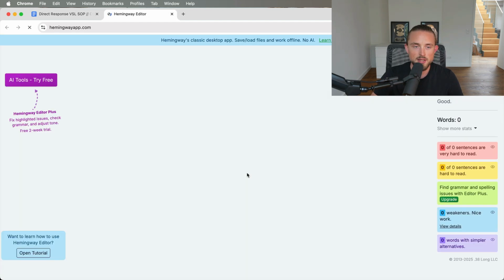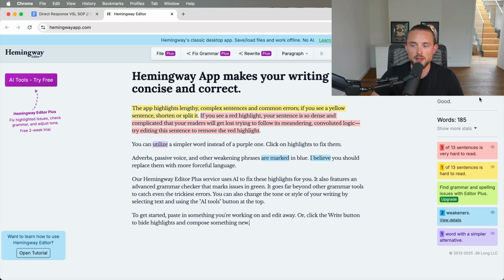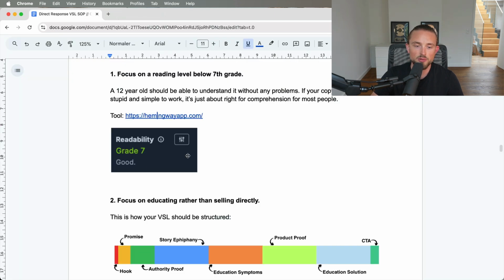So just use this app. You can put in your VSL and all of this, and then it's going to tell you what reading grade this is, right? And one interesting fact, for example, Donald Trump in most of his political speeches, he has a readability level of, I think, like a 4th grader on average, right? So you really want to be a maximum of grade 7. You want to make it super, super easy to understand.